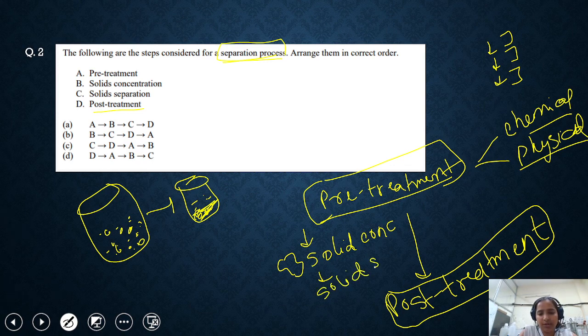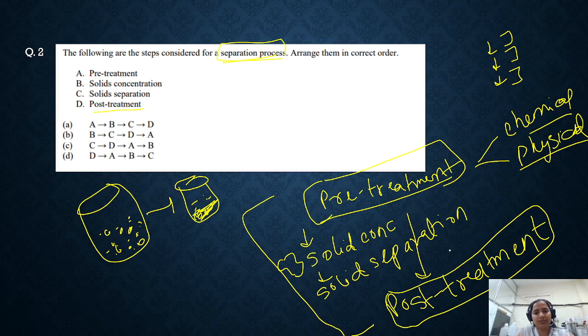So after that you will separate that solid from the liquid part. So this is the order of the separation process. In this order they have also given that the first one is pre-treatment, the second one is solid concentration, the third one is solid separation, and the last one is post treatment.